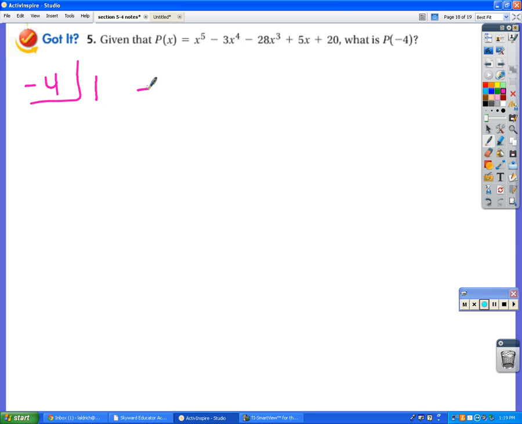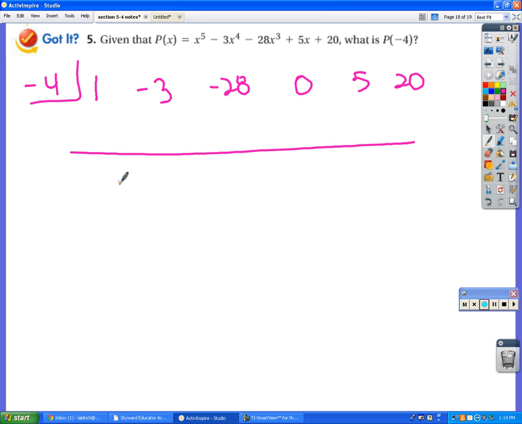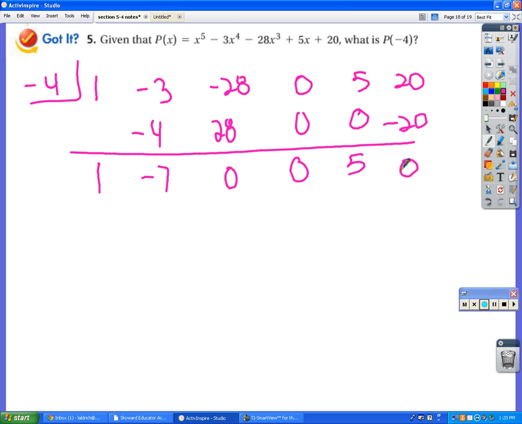1, negative 3, negative 28, 0, 5, 20. Okay? So, ready? Real fast. 1, negative 4, negative 7, 28, that's handy. 0, 0, 0, 0, 5, negative 20, and 0.